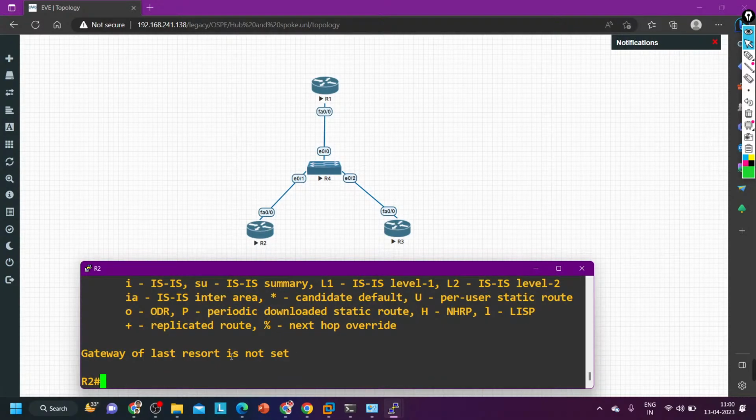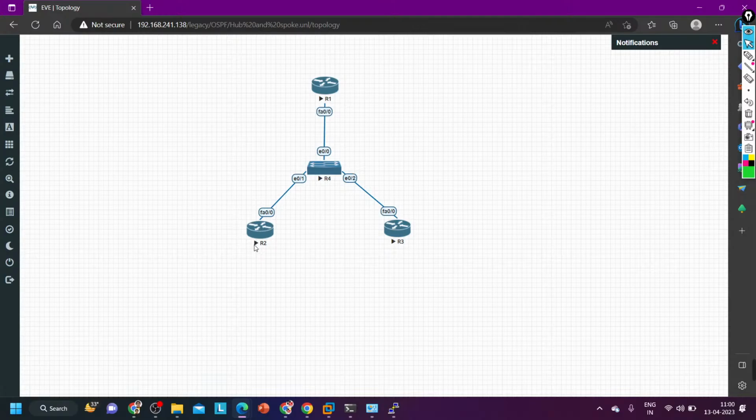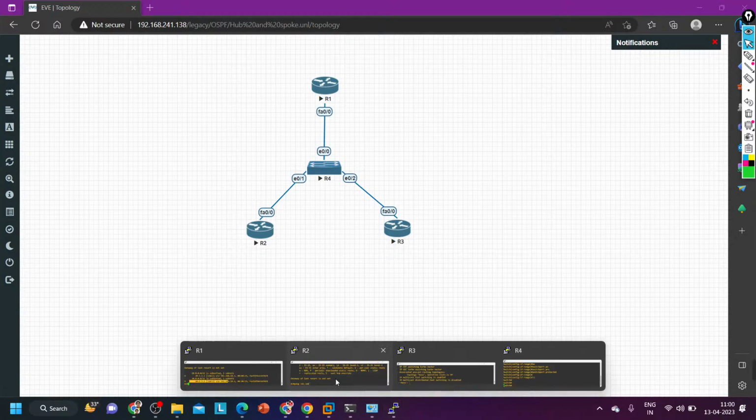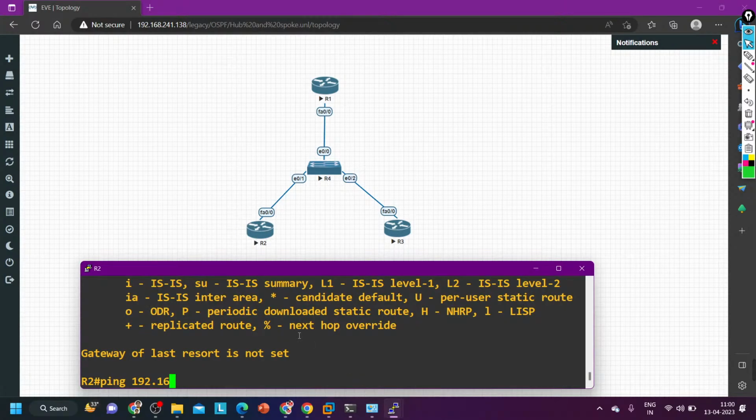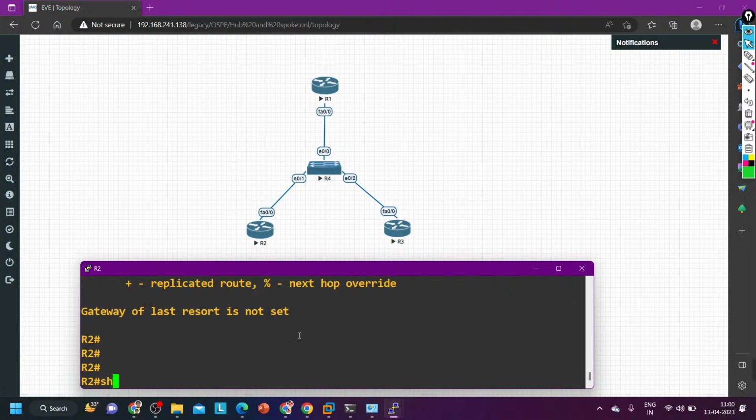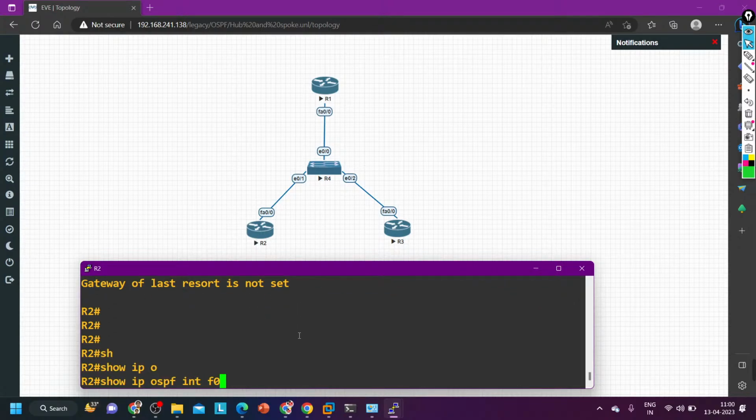So actually what is happening on router number 2, I'm not able to see any OSPF neighborship. Ping 192.168. Why is neighborship not forming? Because this router will send the hello message to R3. On which address will it send the hello message? Router 2 sends to 224.0.0.5.